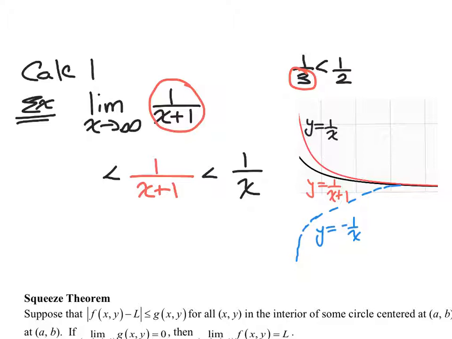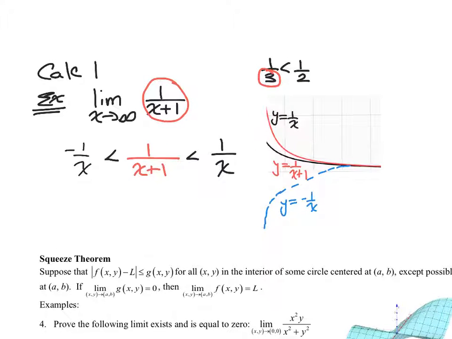So if I could figure out the limit as x approaches infinity of these two outer functions, then I'll have the limit that I'm looking for. What I do, and it's just a simple notation trick, is apply the limit to each element of the inequality. On the low end, I'm looking for the limit as x approaches infinity of -1 over x, which is -1 over infinity. That's going to be equal to 0.